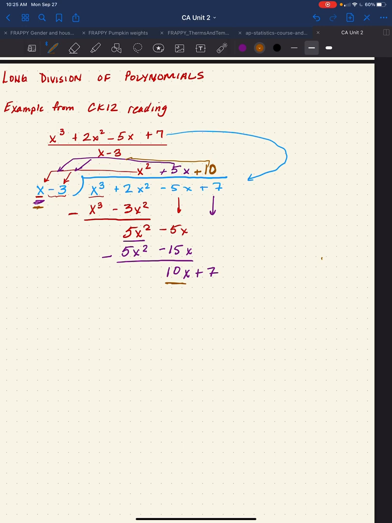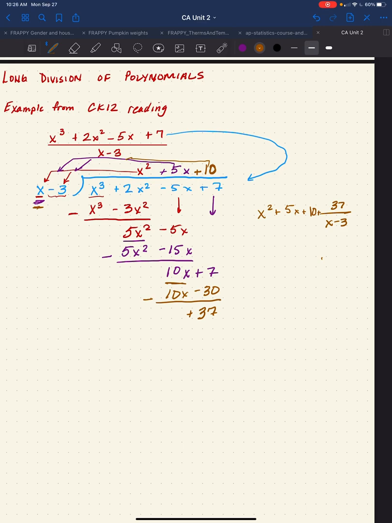I'm going to take 10 times x, I get 10x. 10 times minus 3, I get minus 30. And we are subtracting. 10x minus 10x is 0. 7 minus a minus 30 gives me positive 37. So my remainder here would be 37 over x minus 3. And my polynomial that I got before that is x squared plus 5x plus 10 plus the remainder there.